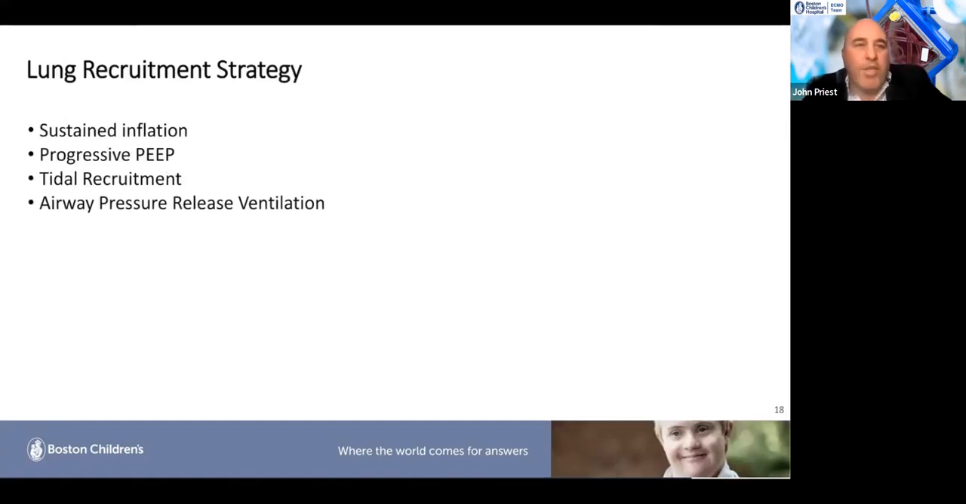Lung recruitment strategy: sustained inflation, progressive PEEP, tidal recruitment, airway pressure release ventilation. This is one that uses excessively long inspiratory times, increases mean airway pressure, and uses staircase PEEP recruitment, looking at compliance and judging which ventilator settings are going to be most appropriate. But again, if you recruit too early, you're going to cause more lung disease than you'd like to.